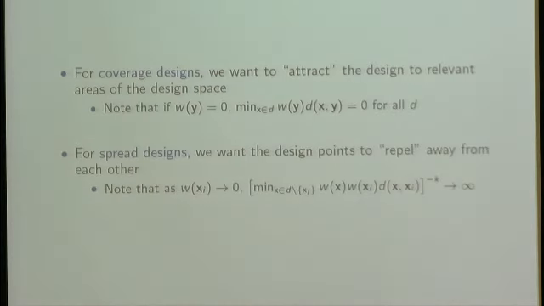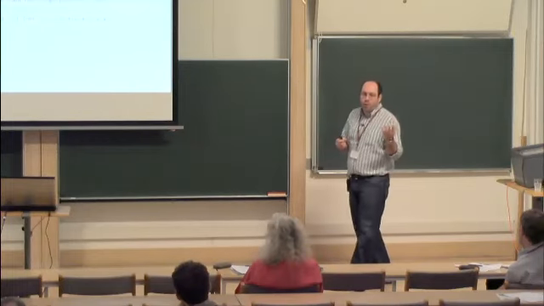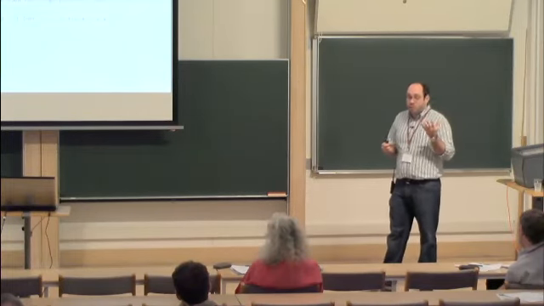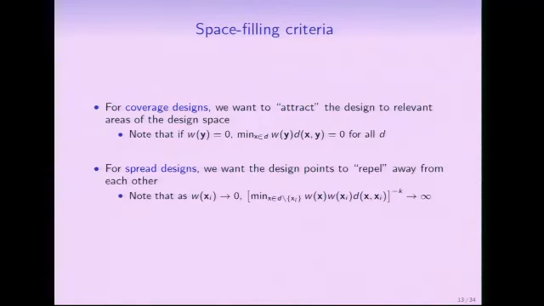So thinking about these two slightly more, why does this work? Well, for coverage designs, we clearly want to attract our design points to relevant areas of the design region. And so the converse of that is essentially we want to make sure that any points which have 0 or low weight are not going to be space filling. And so if any point has weight 0, then clearly the minimum weighted distance between that point and any design you come up with will be 0. And so including that point in your design can never improve its space filling properties under this criterion. So those points just won't be included.